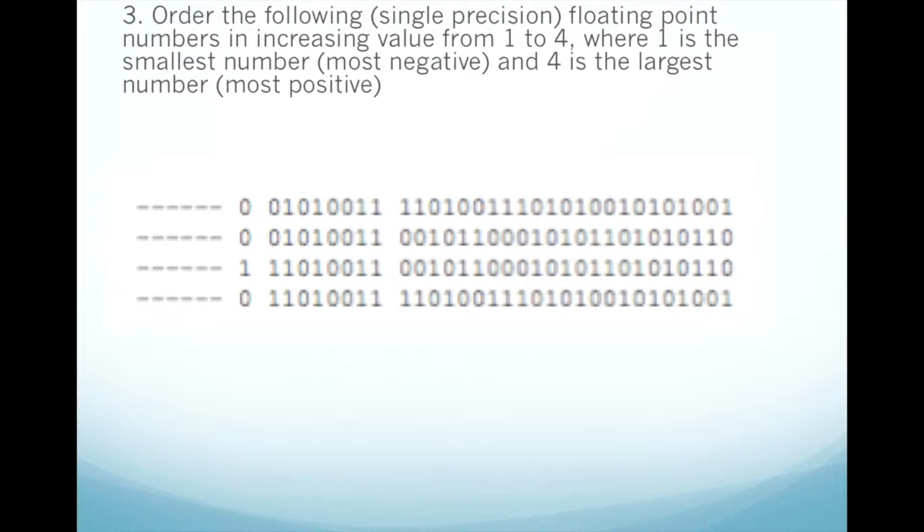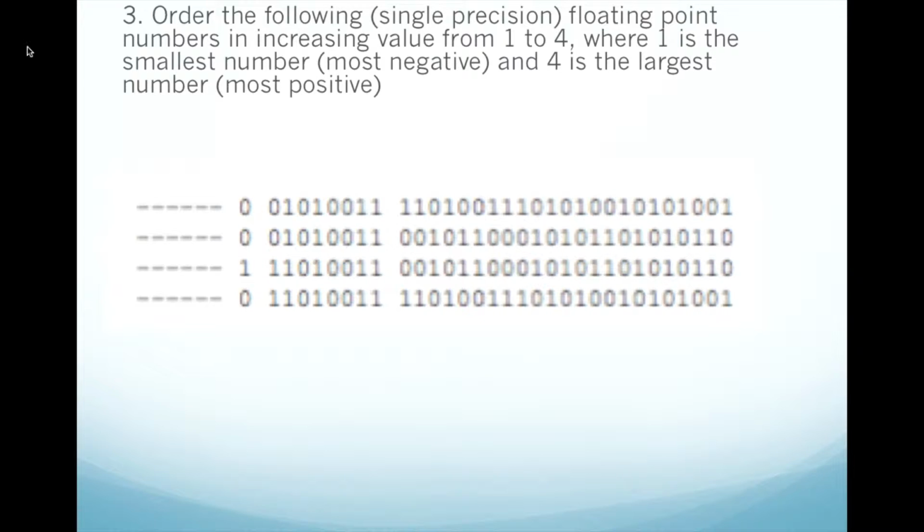Okay, so question 3 asks, order the following floating point numbers in increasing value from 1 to 4, where 1 is the smallest number and 4 is the largest number. So there's a trick in doing a problem like this. You don't actually have to convert every number. You can just compare numbers.